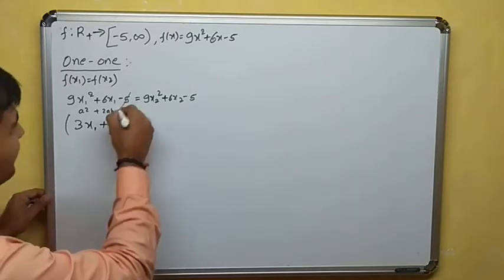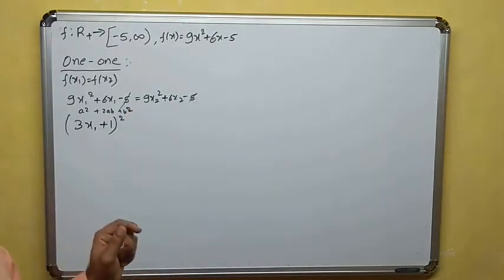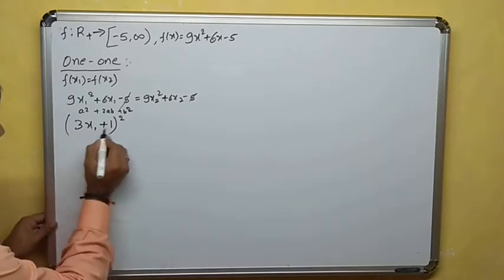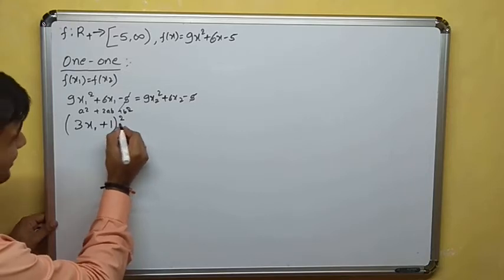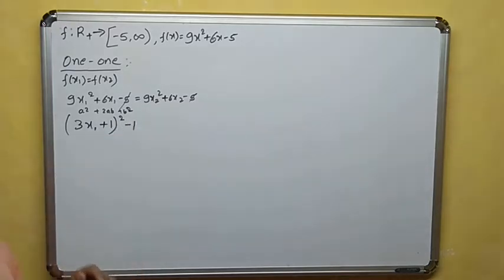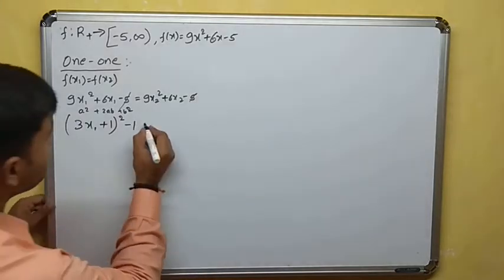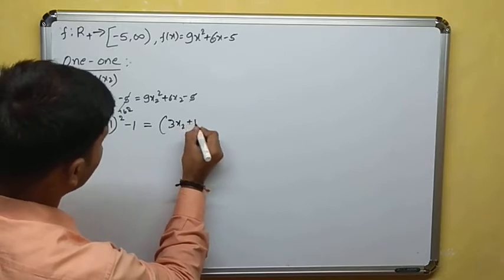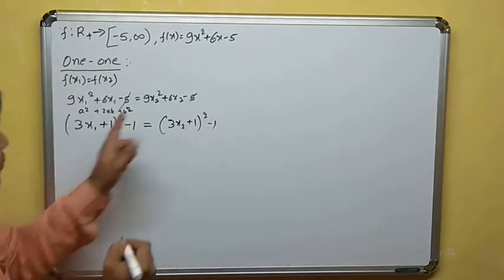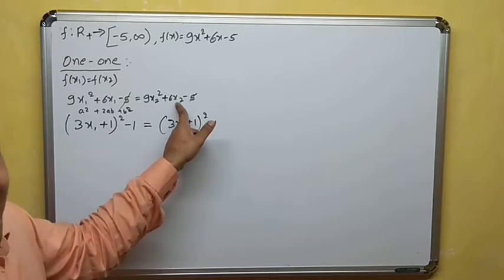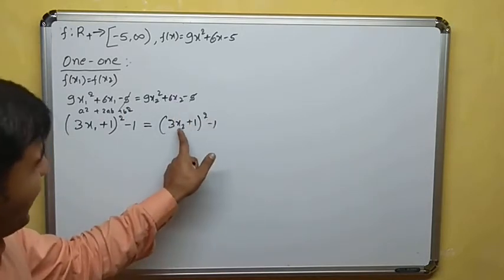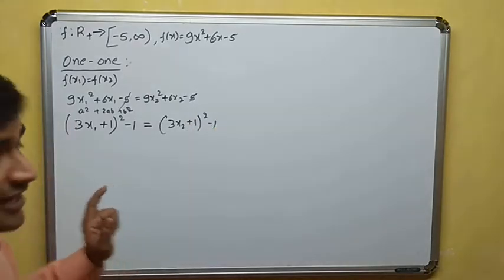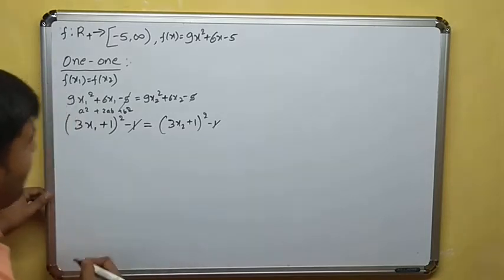So in this step I will cancel minus 5 and minus 5. Now (3x1 + 1)² means 9x1² + 6x1, but plus 1 is the extra term. Therefore to balance that I will write minus 1. Similarly this side I can write (3x2 + 1)² − 1, because we have 9x2² + 6x2. This is 9x2² + 6x2 + 1 in this perfect square. To balance that minus 1, again I will cancel minus 1 and minus 1.